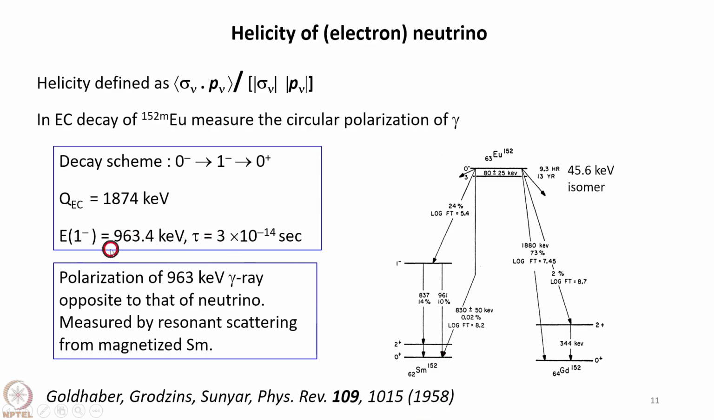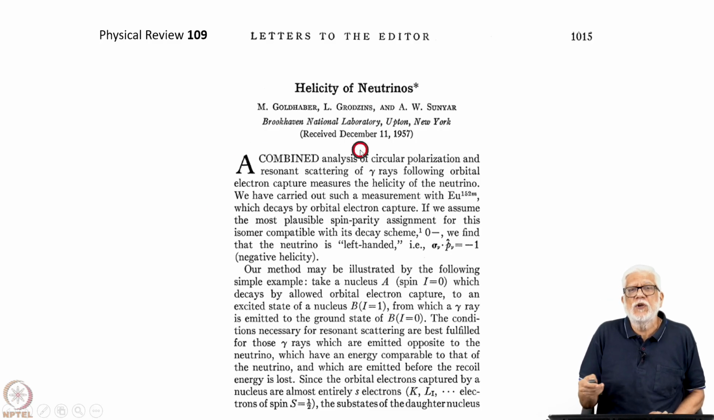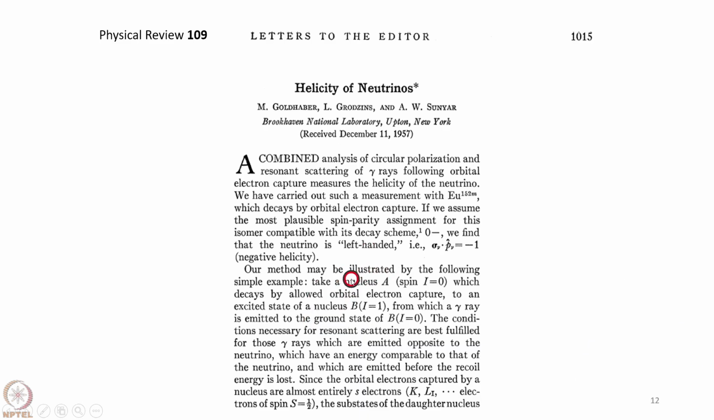Okay, so this chance circumstance that the energy of the photon is close to the energy of the neutrino, and also the fact that the lifetime is small, enables you to measure the helicity of the neutrino by measuring the helicity of the photon. So this is the paper that they wrote, helicity of the neutrinos. You can see that what they basically say is that you have transferred the measurement of the helicity of the neutrino to measuring the helicity of the photon.